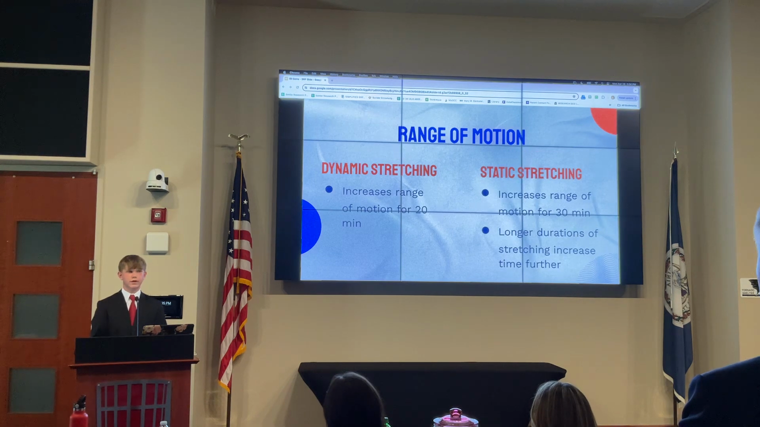The first effect I studied was range of motion. Range of motion measures the abilities of muscles and joints to extend and stretch. A study which focused on stretching impacts on sports injury risk found that dynamic stretching increased range of motion for 20 minutes. Another study which focused on muscle and tissue changes following static stretching found that range of motion returned to baseline in around 30 minutes. And they further found that any further stretching increased this time.